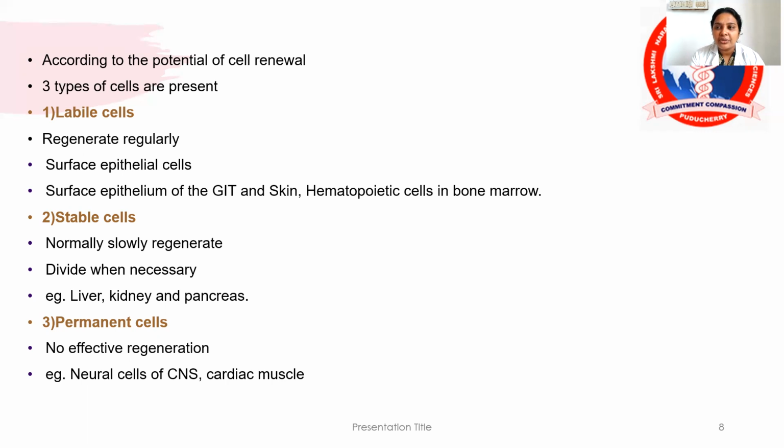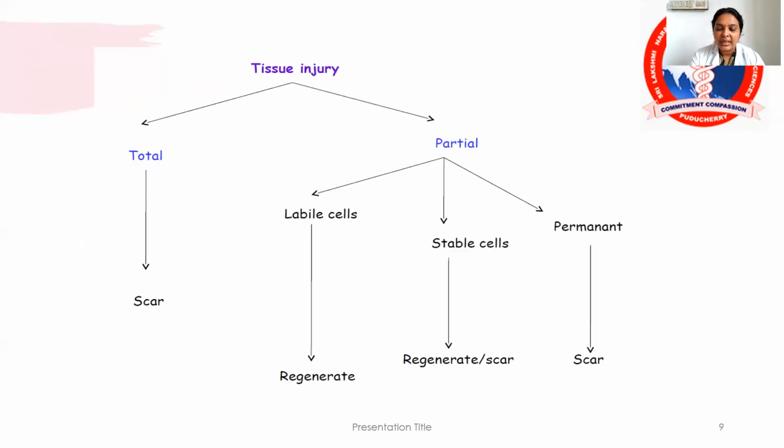Since there is no effective regeneration, what is the mode of repair for the permanent cells? It is nothing but scar formation. For example, since it includes cardiac muscle, can you say what scar formation in myocardium leads to? It is nothing but myocardial infarction. Once there is myocardial infarction, they heal by scarring.